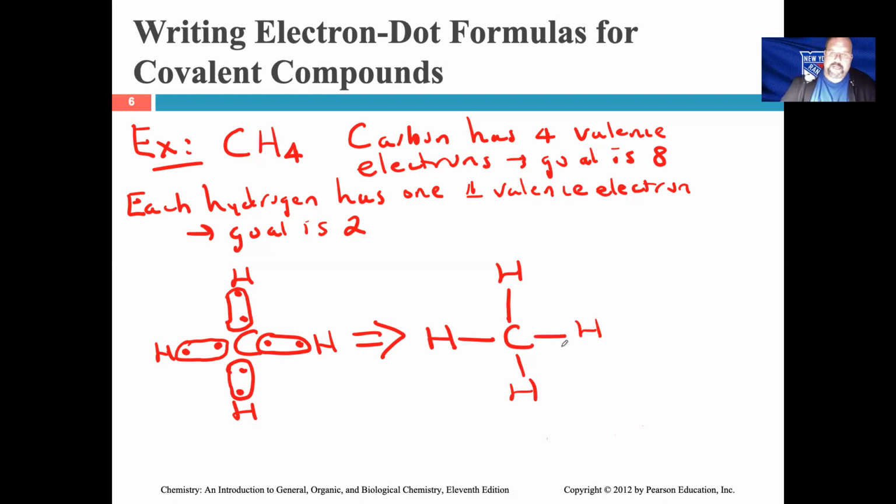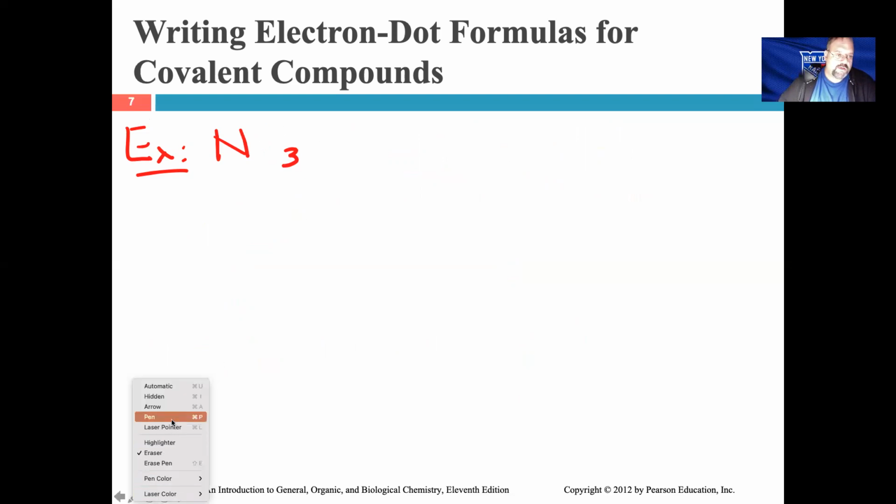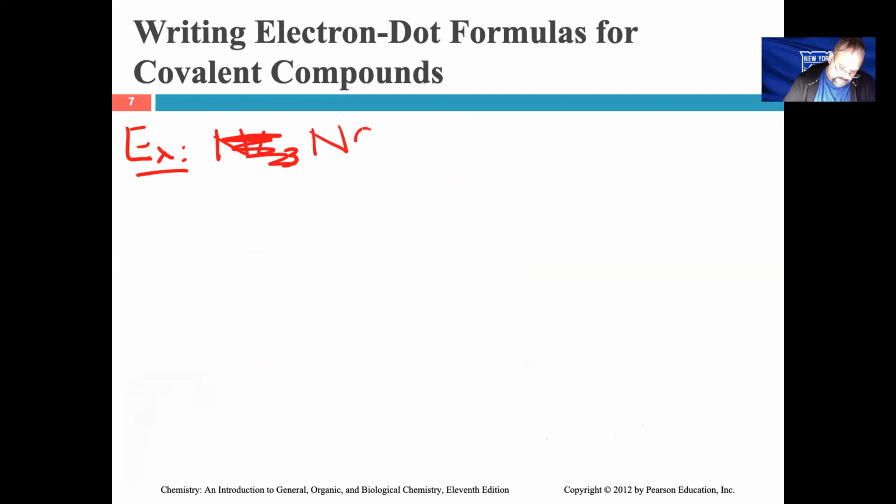All right, so that's one example. Let's take a look at one more example. Let's take a look at NF3. All right, actually, let's change it up a little bit because we did fluorine already. Instead of doing NF3, let's just use another halogen. Let's do NCl3. So let's do NCl3. Okay.